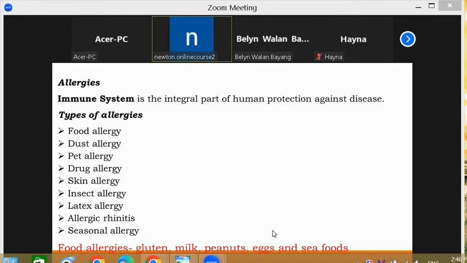In our body we have different types of allergies. Some people have food allergy, for example seafood. Some people will be allergic when they eat seafood. Dust allergy, which most people have. Next one is pet allergy. Some people are allergic to pet dogs, to their skin or something. Then drug allergy, where some people are allergic to some medicine. Skin allergy, insect allergy, latex allergy, allergic rhinitis, season allergy.